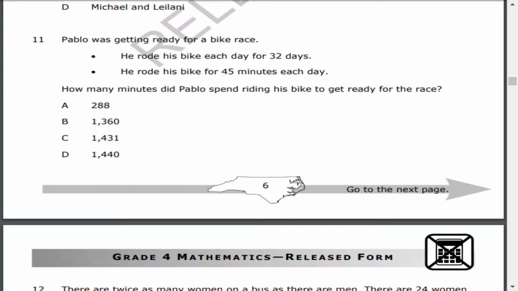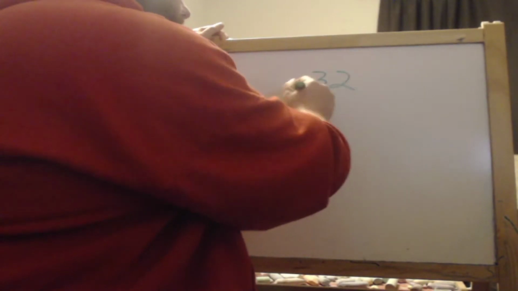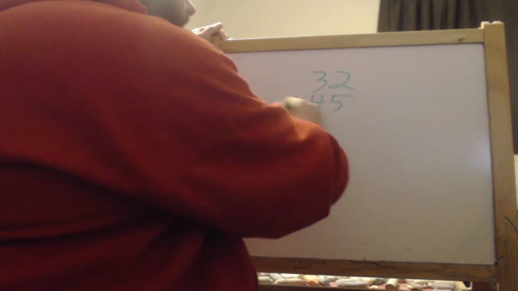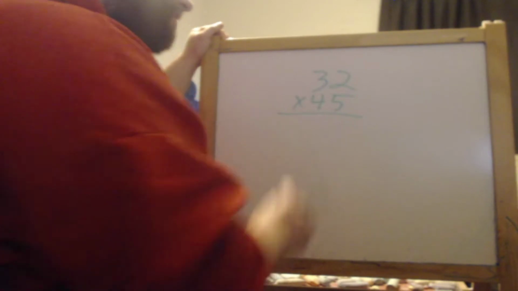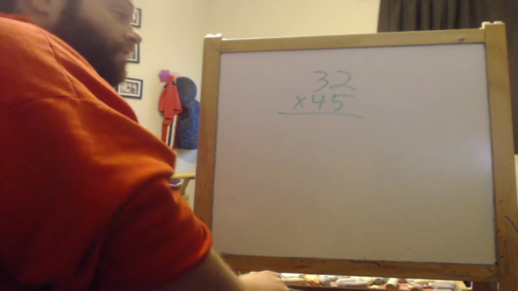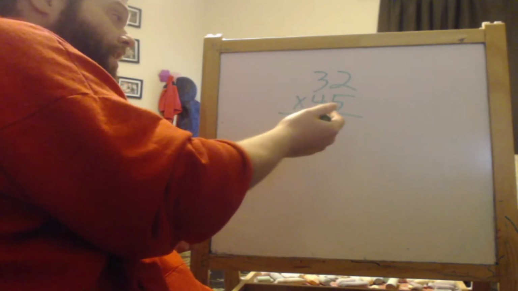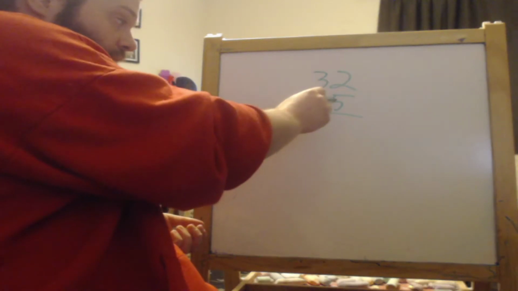So this is a very simple, straightforward multiplication problem, right? He rode 45 minutes each day. He rode that 32 days. How many minutes did Pablo spend riding his bike to get ready for the race? So it is just 32 times 45. So I will do this in two ways. I will do the standard algorithm first, and then I can use the box or window method, as it's called.